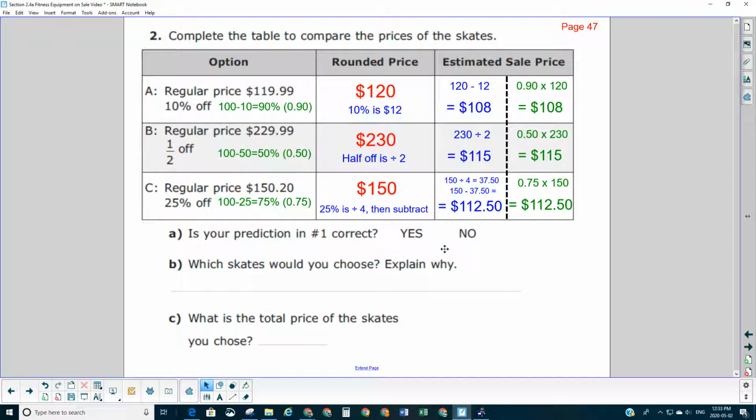So you made your own prediction, your prediction in number 1 on page 46. Did you predict that A would be the cheapest? Because it turns out that A is the cheapest with this deal here. So an interesting question is, which skates would you choose? I'll explain why. Well, this is interesting because you might just choose skate A's because they're the cheapest. But other people might look at it and say, you know what, these are regularly $230 and you have the best deal. You're getting half off.